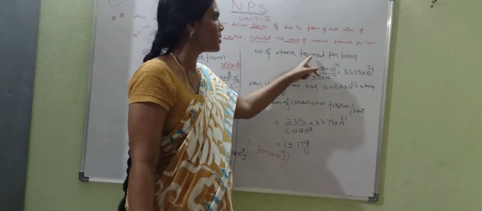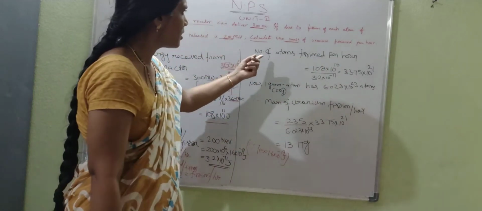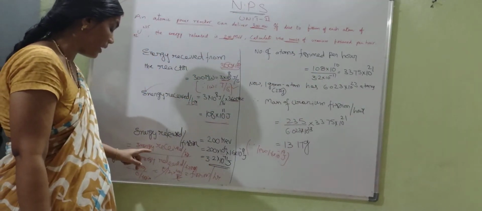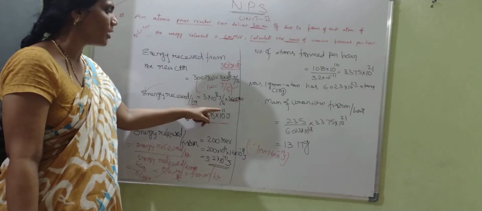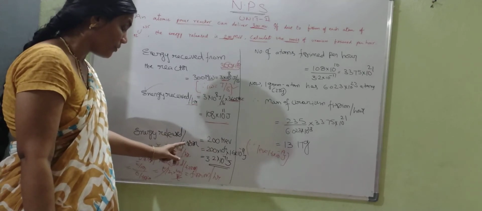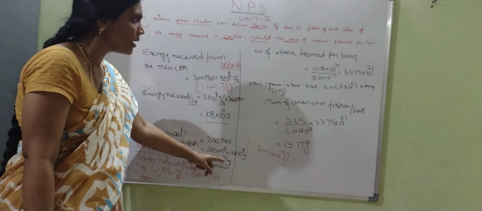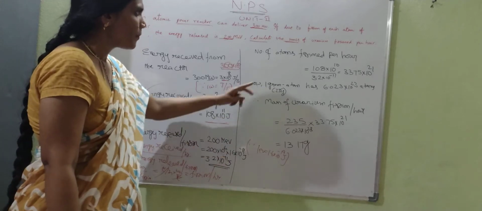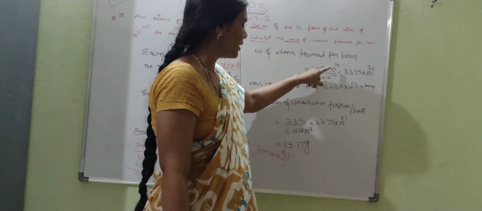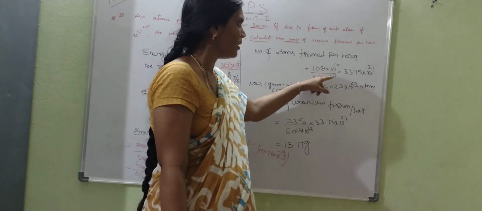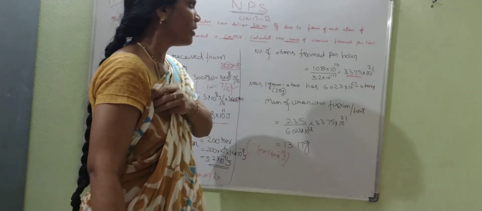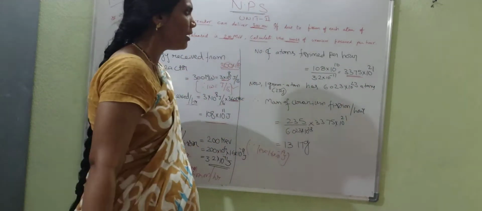So the number of atoms fissioned per hour is equal to how much? First is the energy received per hour, how much? 108 into 10 power 11 joules. Energy released per fission is 3.2 into 10 power minus 11 joules. So divided, 108 into 10 power 8 by 3.2 into 10 power minus 11, then you can get how much value? It is 33.75 into 10 power 21 atoms.